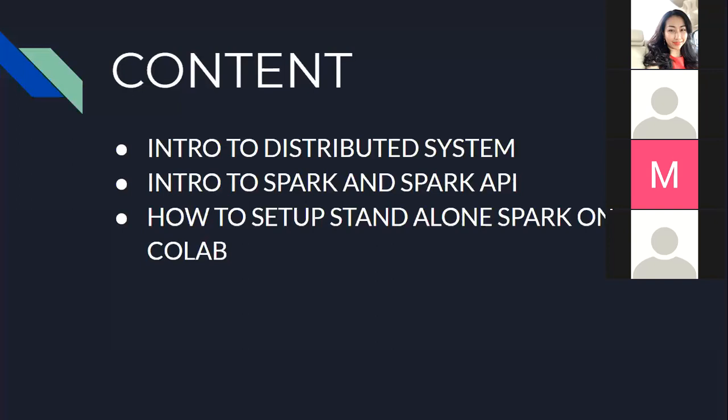We will go through just a basic intro of distributed systems: why we need to distribute the system, some of the fallacies, some of the pitfalls, and a famous theorem, the CAP theorem. After that, we will go to our usual introduction to Spark and the Spark API. If you have been in my other sessions, this module will be a surprise. And the last one is how to set up a standalone Spark on Colab.